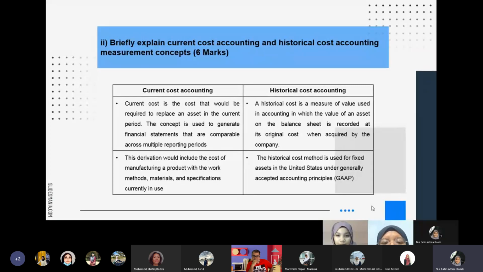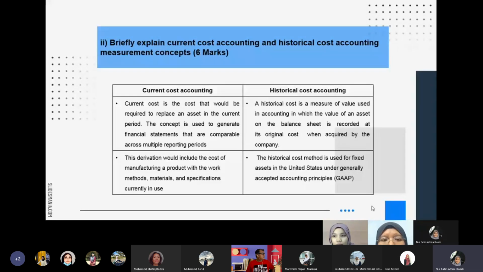For historical cost accounting, historical cost is a measure of value used in accounting in which the value of an asset on the balance sheet is recorded at its original cost when acquired by the company. The historical cost method is used for fixed assets in the United States under Generally Accepted Accounting Principles, or GAAP.